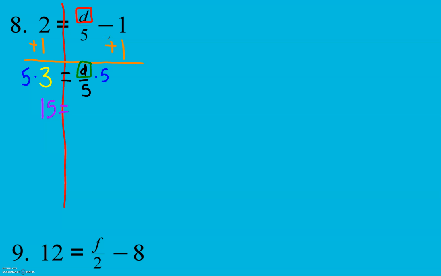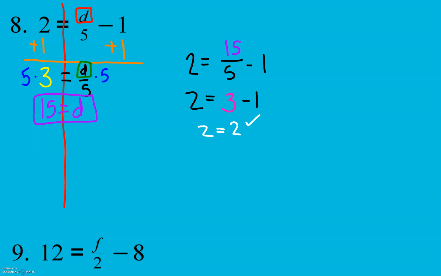On the right, 5 divided by 5 is 1. 1 times d is just d. So I get 15 equals d. Now we want to check. So I get 2 equals, my d value we said was 15, divided by 5 minus 1. We do our division first when we simplify here. 3 minus 1 gives me 2, which equals 2, so we are right.